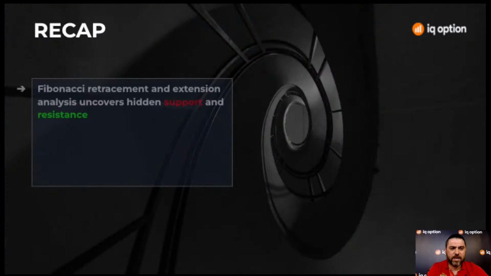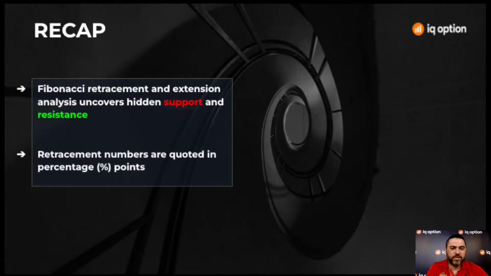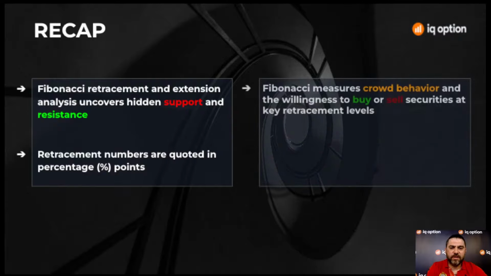So just a little recap. Fibonacci retracements and extensions analyze uncovered hidden support and resistances. Retracement numbers are quoted in percentage. So those numbers we saw before, the 68, the 50%, the 28.6, these are percentage numbers, right? It's a percentage movement. Important to note. Then Fibonacci measures the crowd behavior and willingness to buy or sell securities at key retracement levels. Very technical way of saying that it's embedded in us as traders, as humans.